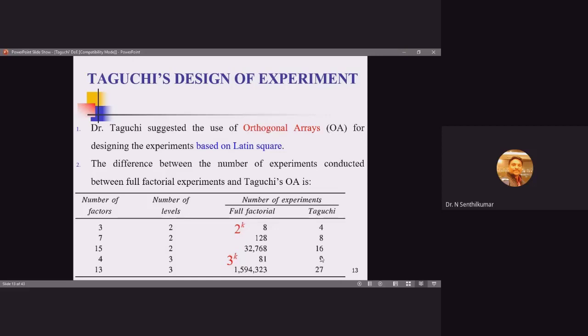So coming on to this, the number of levels is 3 and the number of factors is 13. Here you can see 15,94,323 experimental runs. But in Taguchi, just 27 experiments with different combinations of inputs are possible. So that is the robustness of Taguchi's design.